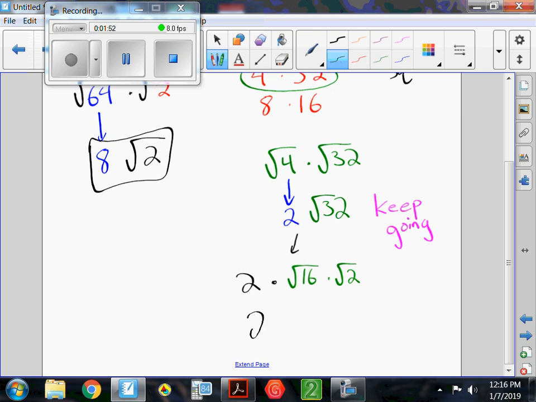So if I do this, I'll get 2 times, square root of 16 is a 4, and then the square root 2 stays there. So that's going to equal 8 square root.